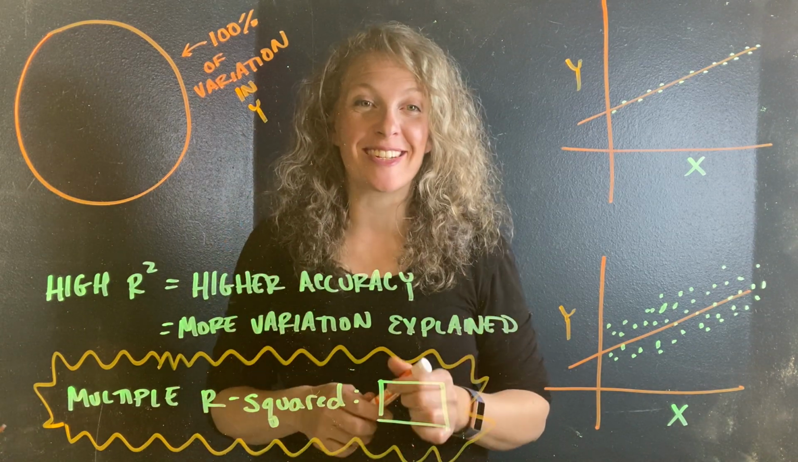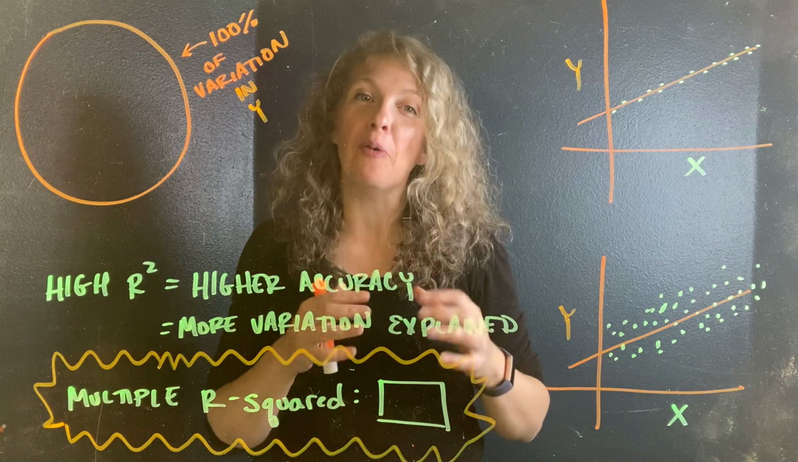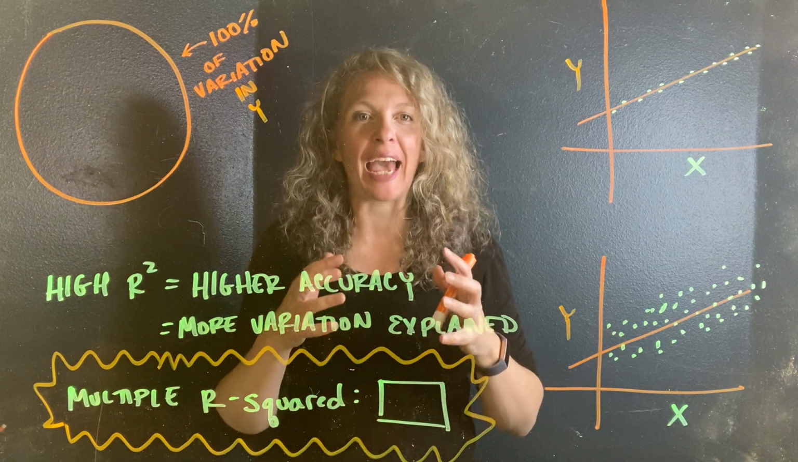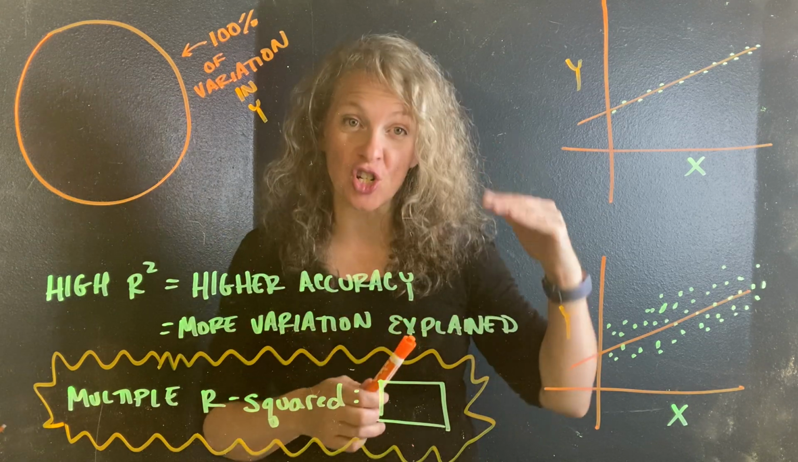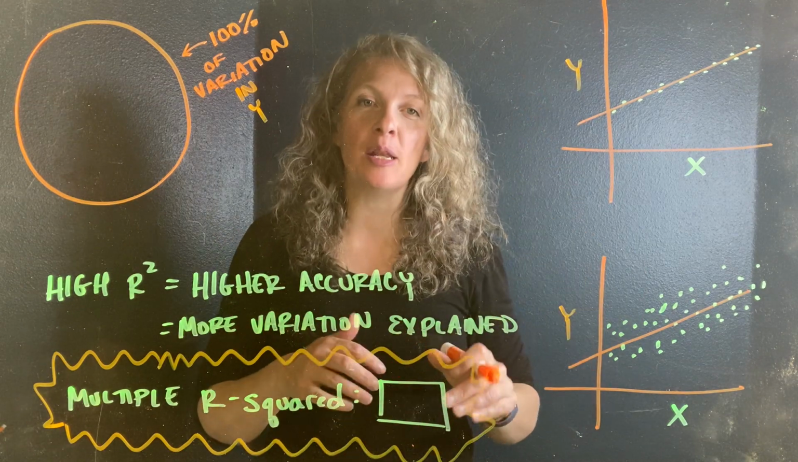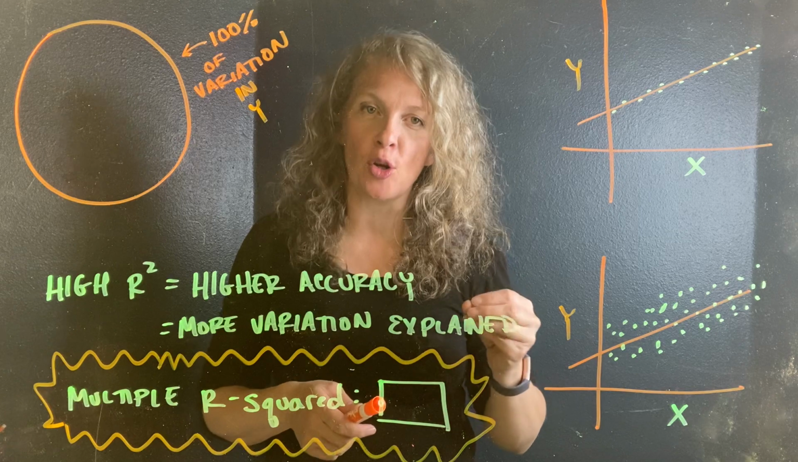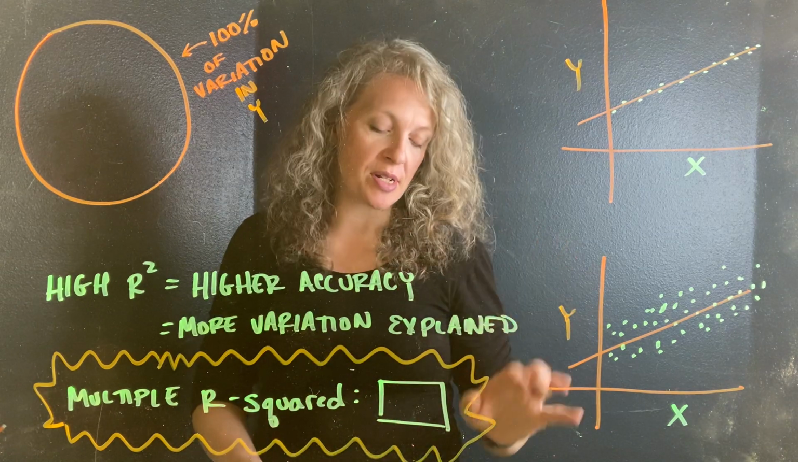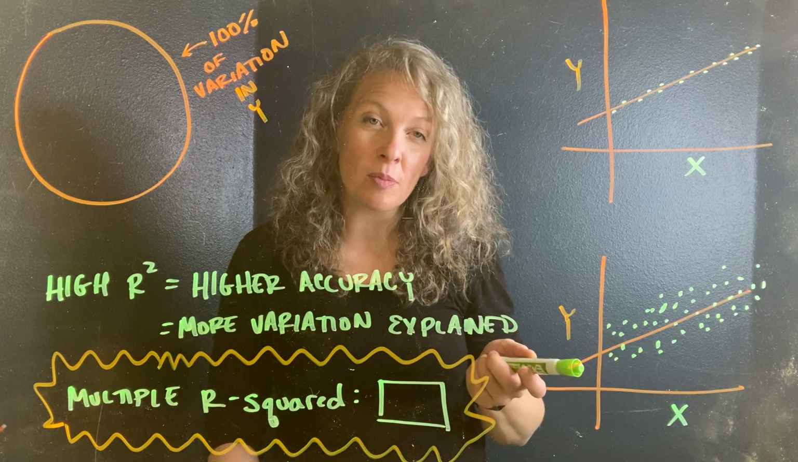The R-squared statistic helps us to know how accurate our model is. And it does that by describing how much of the variation or change in Y can be explained by the variable or variables in the model. So we're going to start out by talking about just one variable in the model for now.